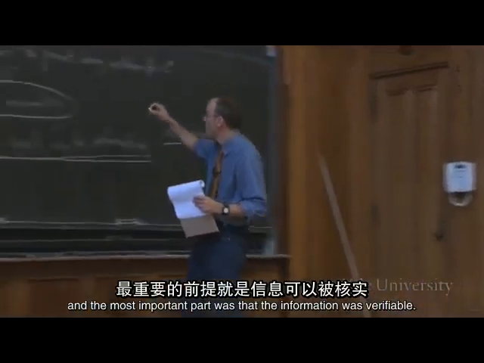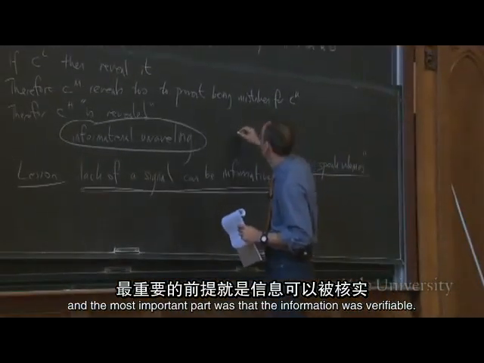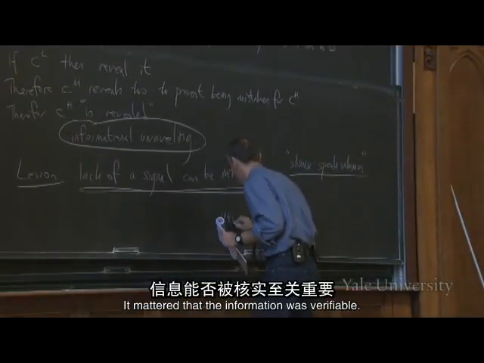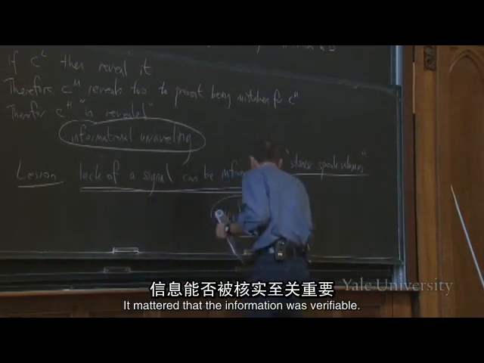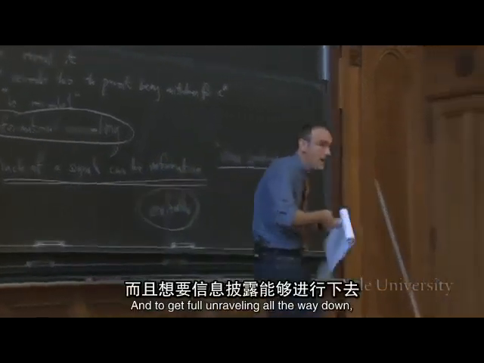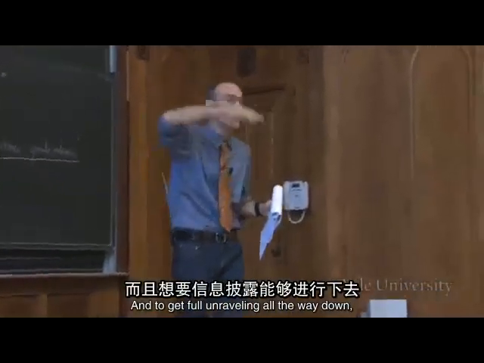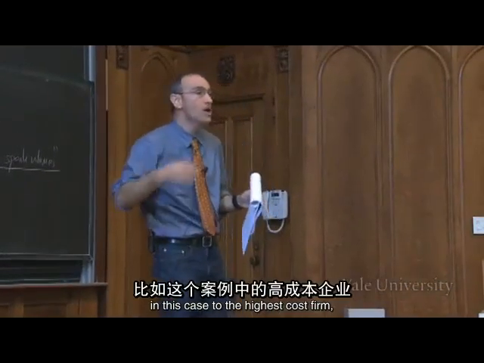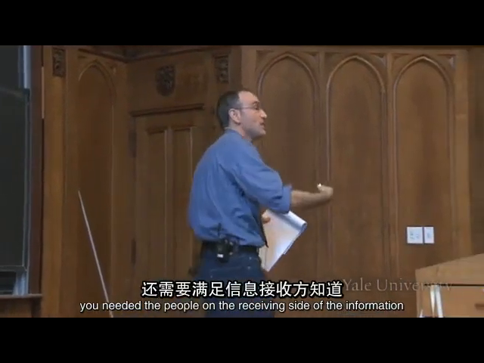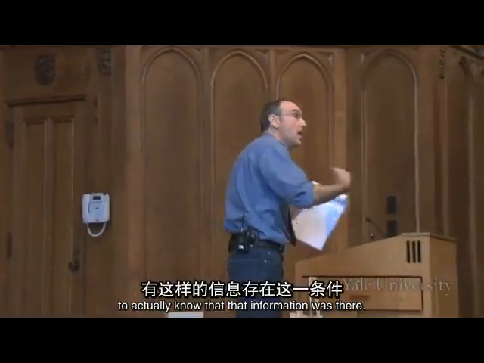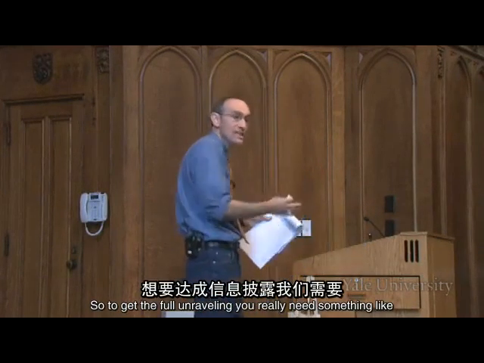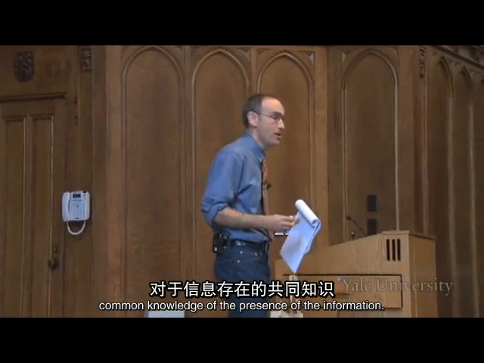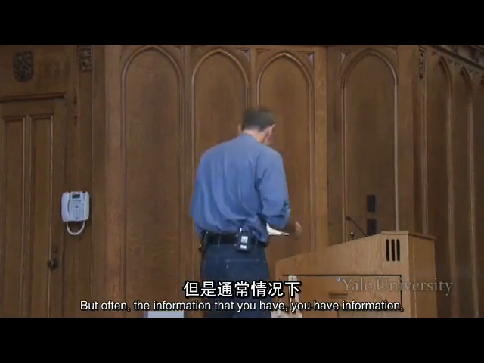And the most important part was that the information was verifiable. It mattered that the information was verifiable, and to get full unraveling, all the way down, in this case, to the highest cost firm, you needed the people on the receiving side of the information to actually know that that information was there. So to get the full unraveling, you really need something like common knowledge of the presence of the information. All right?